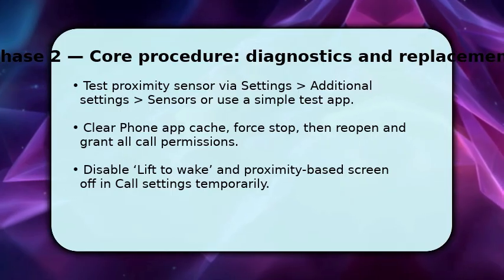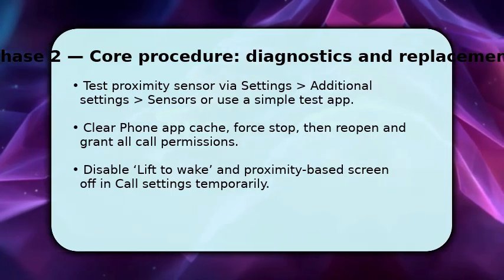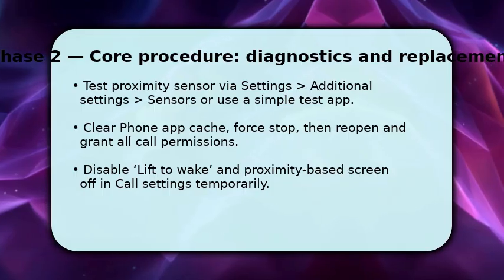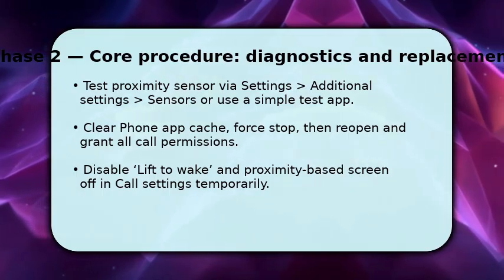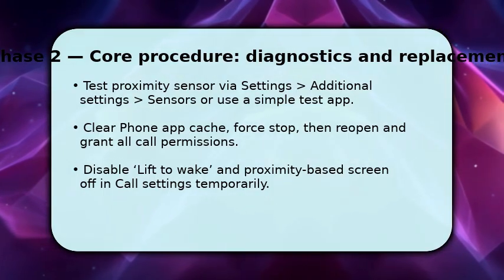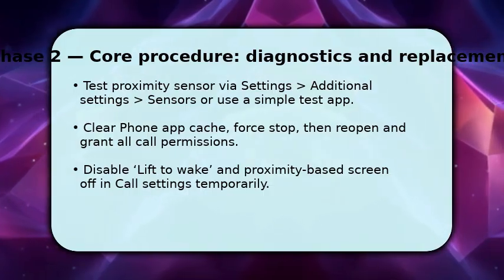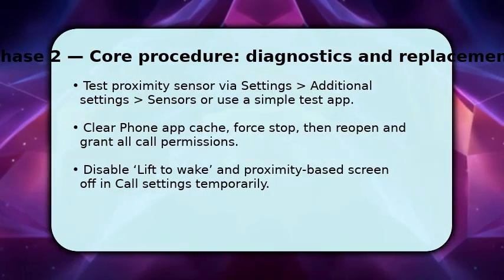Then go to App's phone storage. Clear cache, force stop, and reopen. Make sure all call permissions are allowed. Also disable any proximity-driven call screen options. This isolates software versus hardware causes.